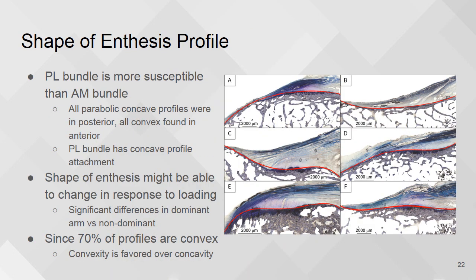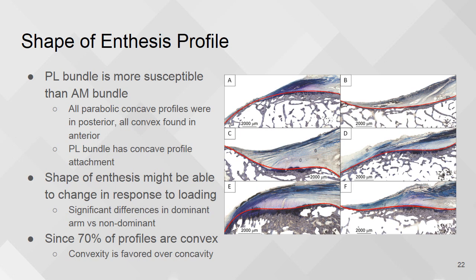Though in this study the ACL was modeled as a single bundle ligament, the ACL actually has a posterolateral, or PL, bundle and an anteromedial, or AM, bundle. Previous studies have shown that the PL bundle is more susceptible to damage than the AM bundle. This is possibly due to the fact that, according to Beaulieu et al., all concave profiles were found more posteriorly in the attachment site, and all but one convex profiles were found more anteriorly in the attachment site. Thus, the PL bundle is more susceptible to higher strain concentrations due to its concave attachment sites.